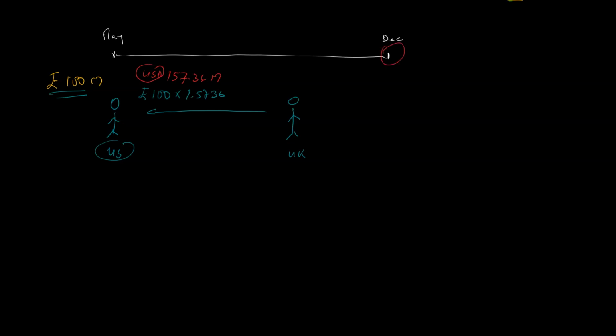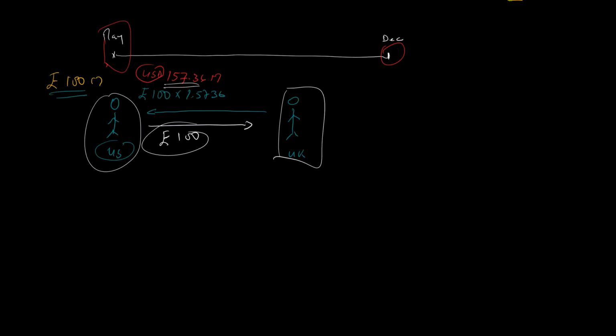And he's going to get that in December because of the contract that he signed in May. Now, in exchange for that, he's simply going to pay the 100 million British pounds that he had. And so the treasurer in the UK is going to receive the 100 million British pounds, and the US treasurer is going to receive the 157.36 million US dollars. Again, remember this 100 British pound here is in millions.